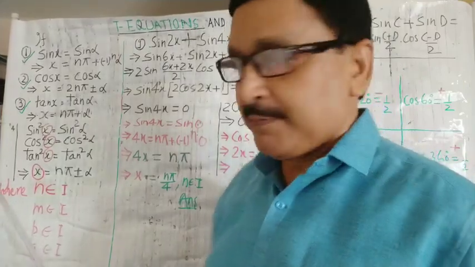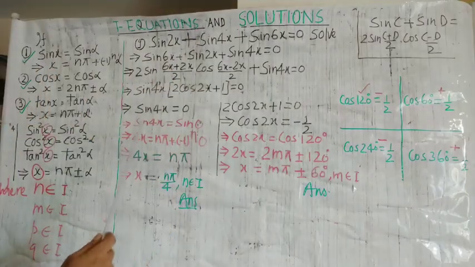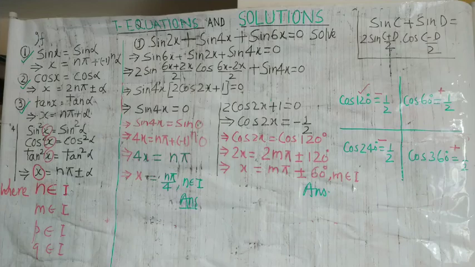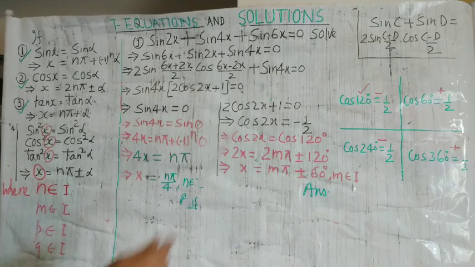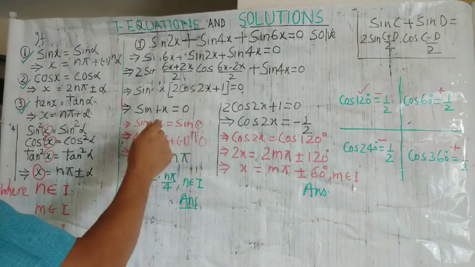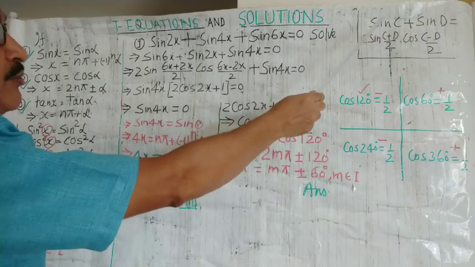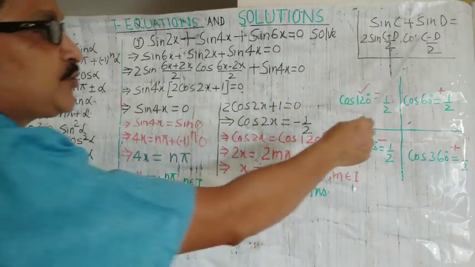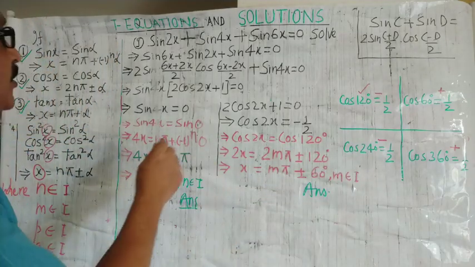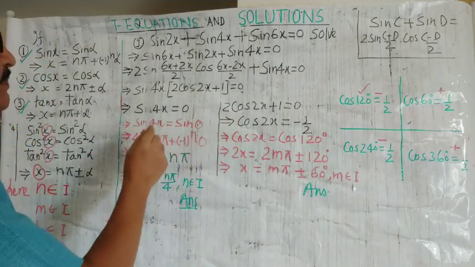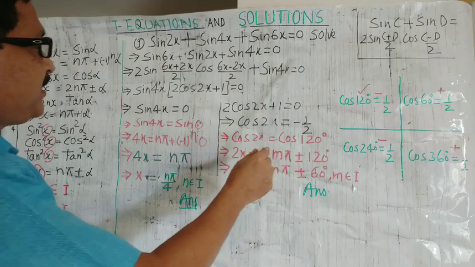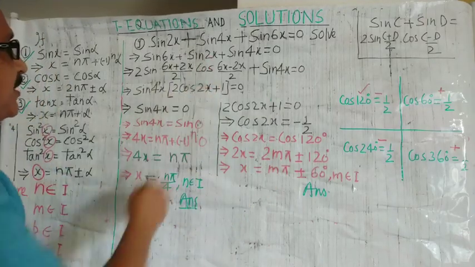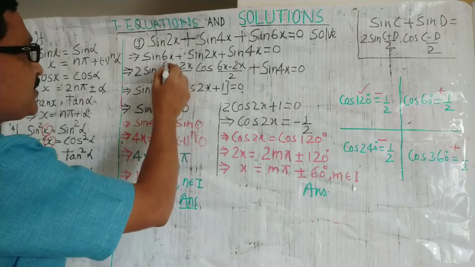Now just see, this is the 9th number problem. This is a very urgent problem. Solve the equation. To solve the equation, we make the pair first, sin 6x and sin 2x. Just see the formula, sin c plus sin d is 2 sin c plus d by 2 into cos c minus d by 2. Making this pair, sin 4x is separated, since 6x plus 2x gives sin 4x.